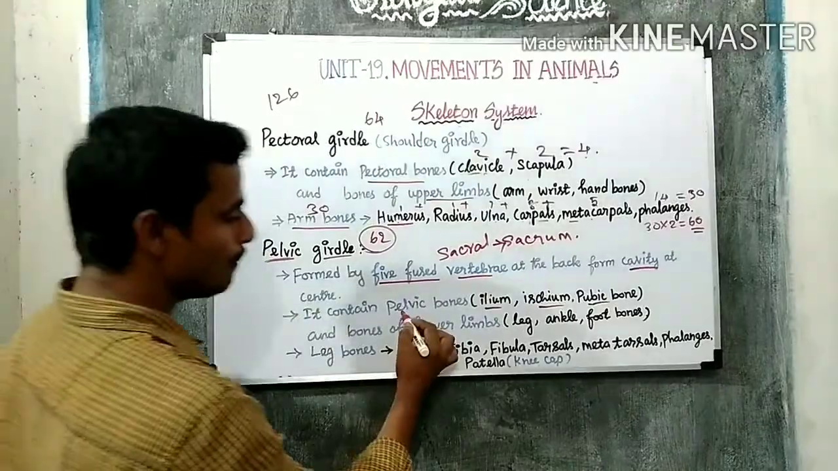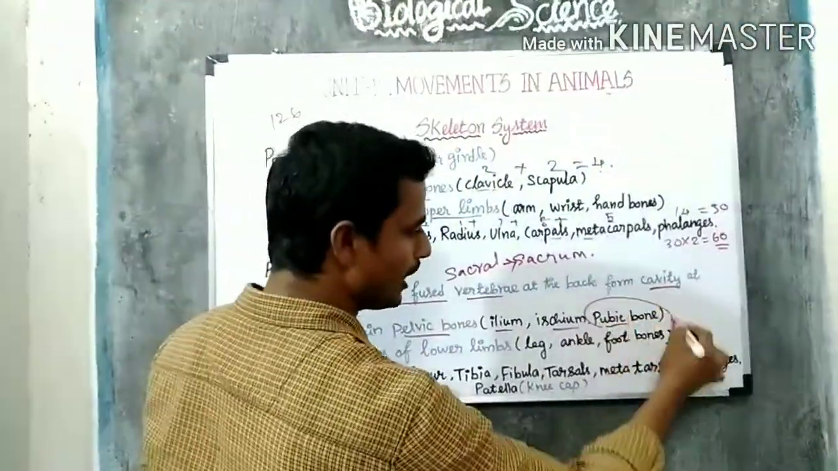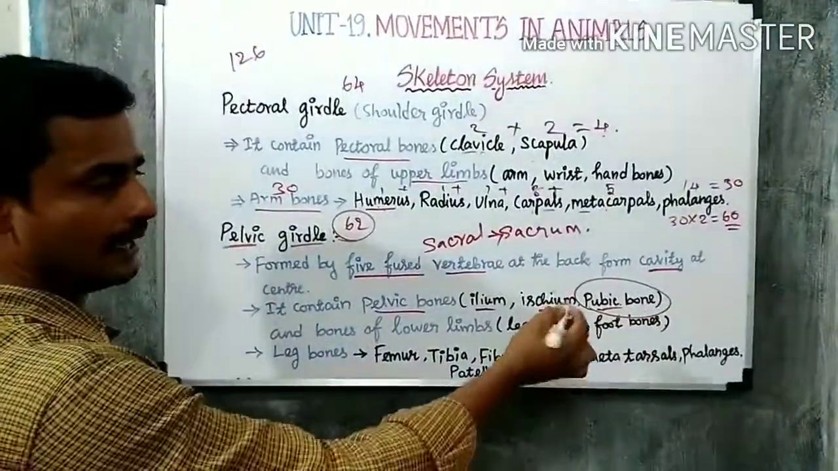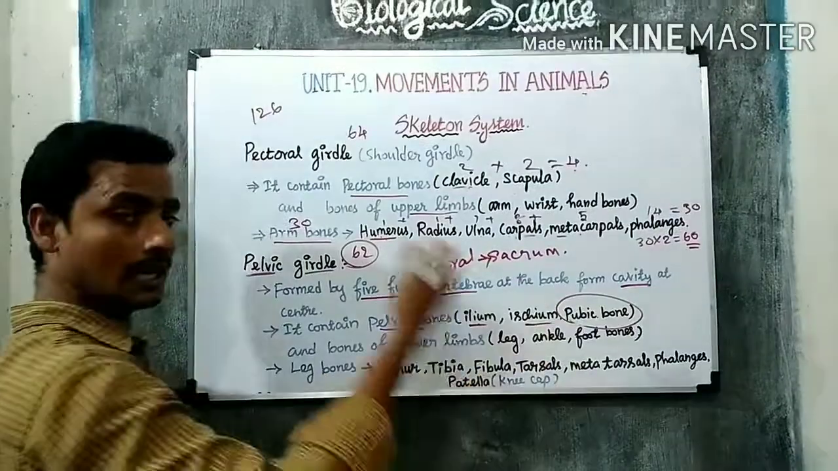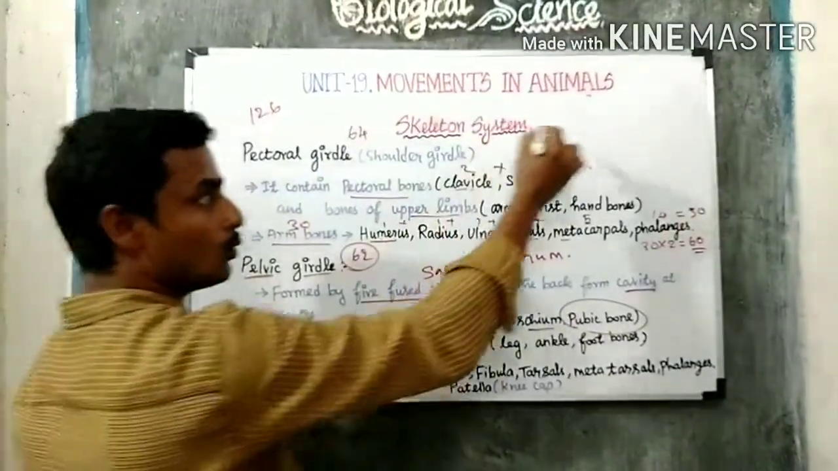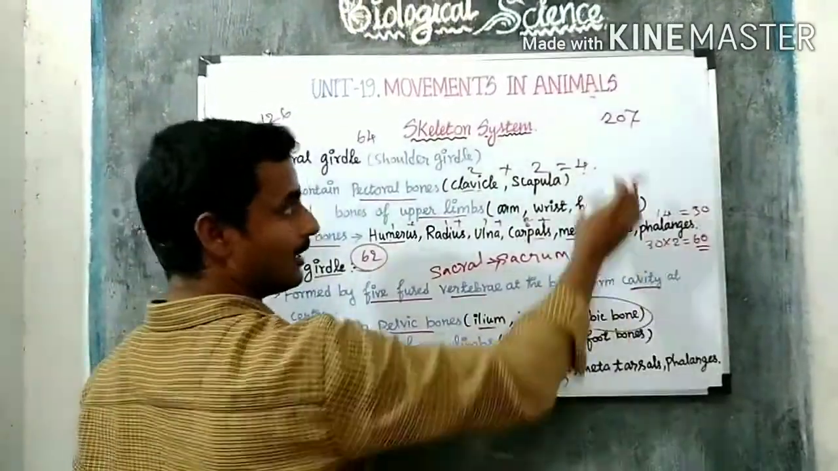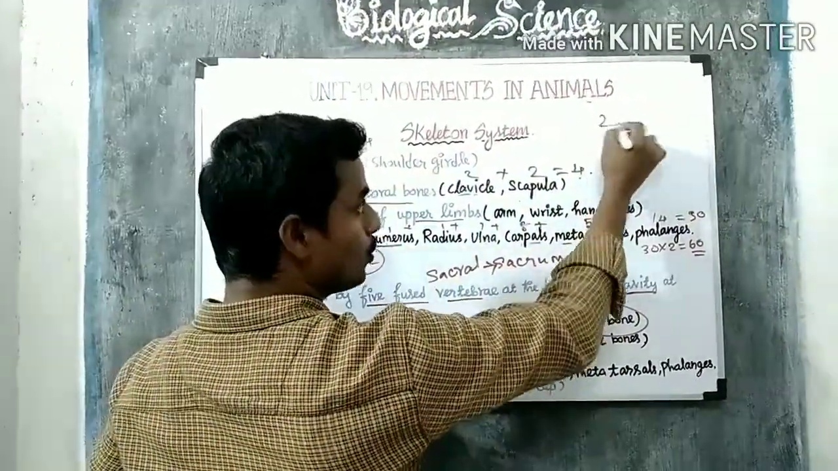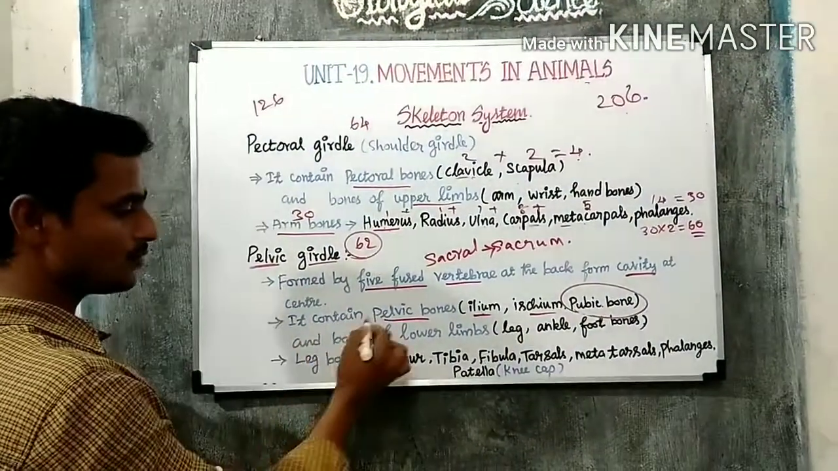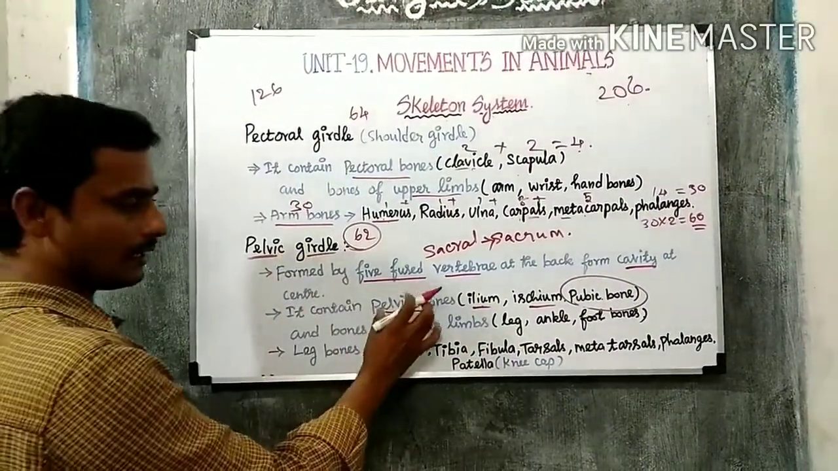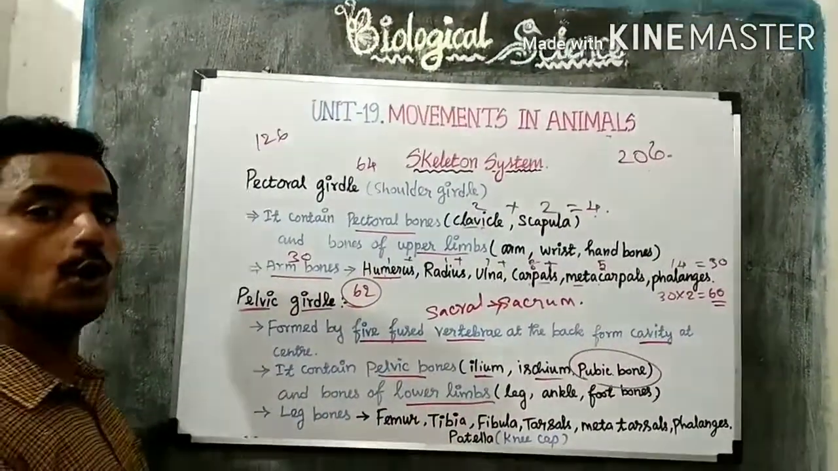So it contains pelvic bones such as ilium, ischium and pubic. It is innominate, though the name is not yet finalized. If you include the pubic bones in our skeletal system, we have 207 bones, but since the name is not yet finalized, we still have 206 bones. So the pelvic girdle contains pelvic bones and the bones of the lower limb.